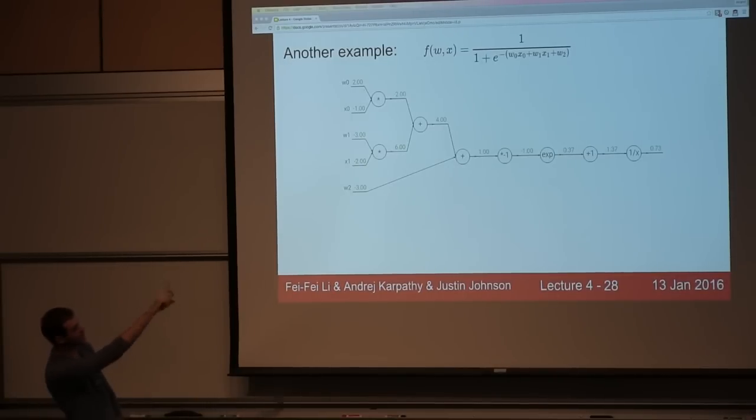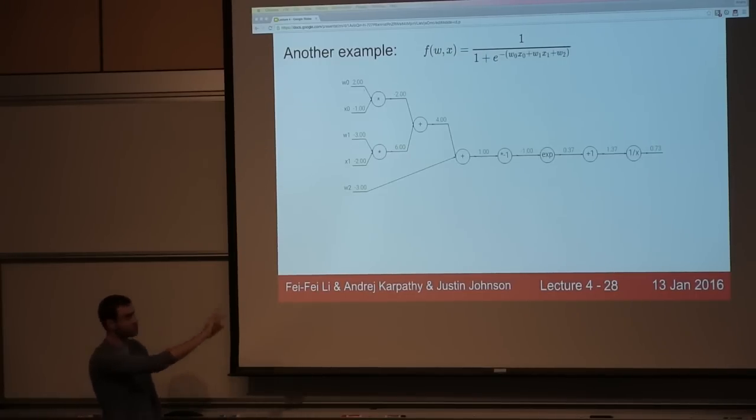Just think of this as an expression: 1 over 1 plus e to the whatever. The number of inputs here is 5, and we're computing that function, and we have a single output. I translated that mathematical expression into this computational graph form.